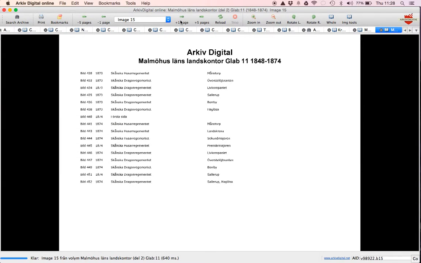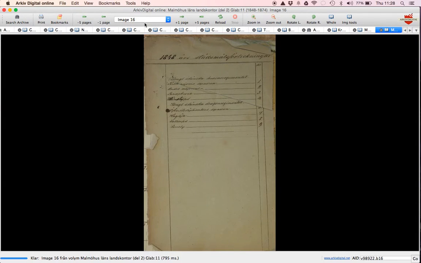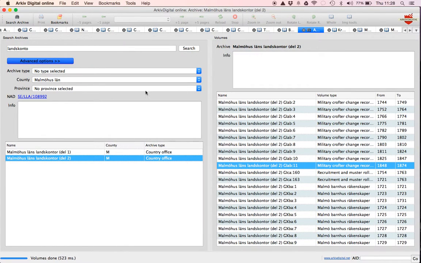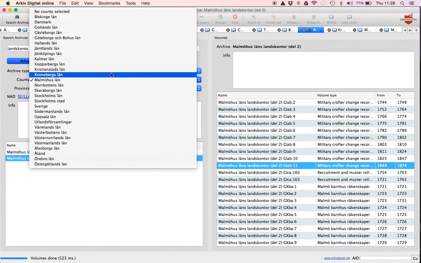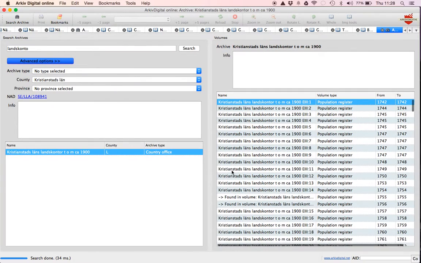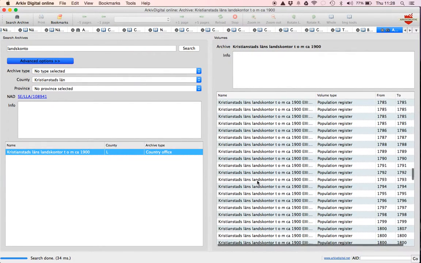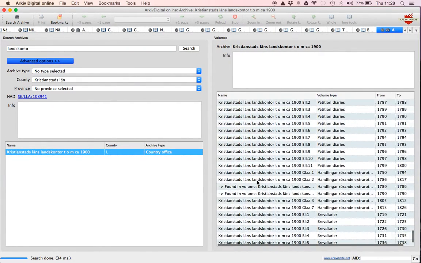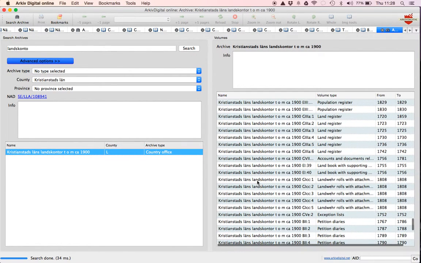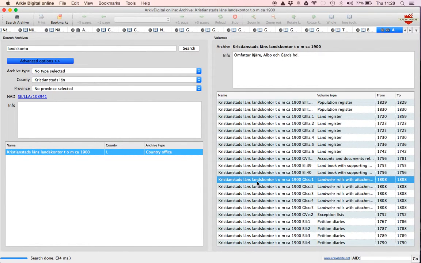This is the wrong regiment, I think. We go back to our dear Kristianstad. Population register. Petition diaries. Land rolls with attachments.